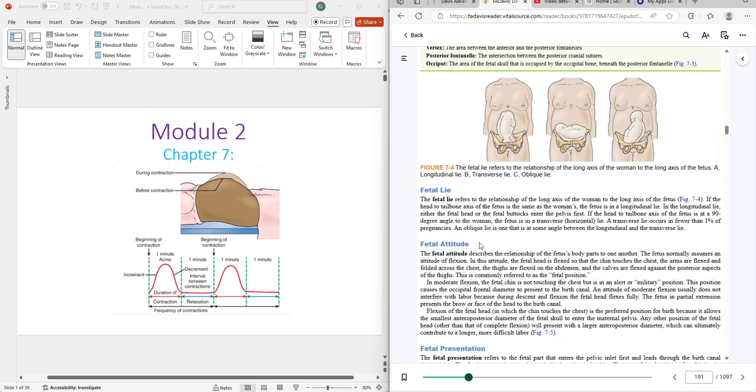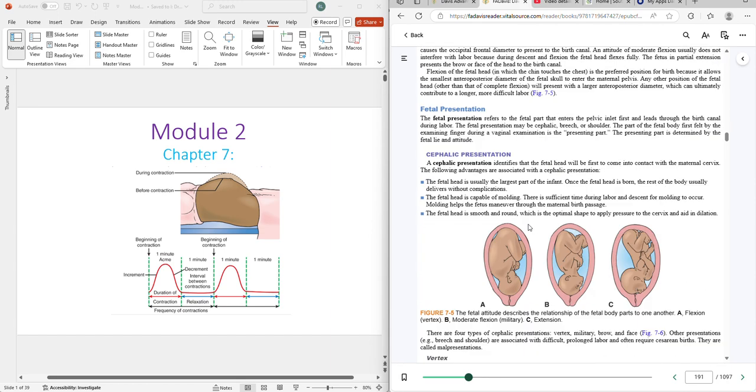The fetal lie: how is the long axis of the fetus in relationship with the long axis of the mother? So is the baby vertex, which is here, a longitudinal lie, or is it transverse, the baby's laying across, or is it an oblique lie? And that's when the buttocks is coming out first, so a breech presentation. And you'll see this here. So the vertex is straight down.